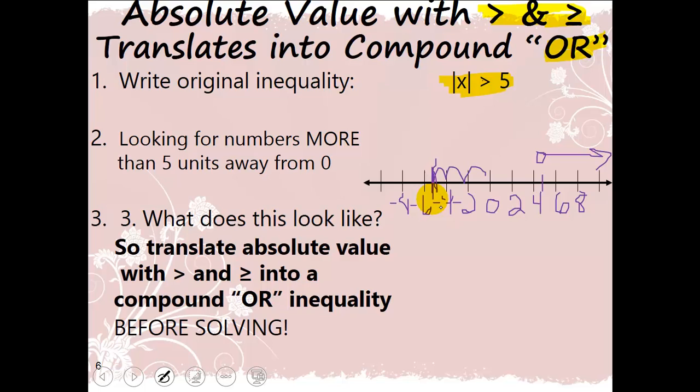and that would be open. But I want more than 5 units, so I don't want to go to the right. I want to go to the left here, right? So this is x's that are less than -5 or x's that are greater than +5. All right, so we're going to write it like this before we start solving.